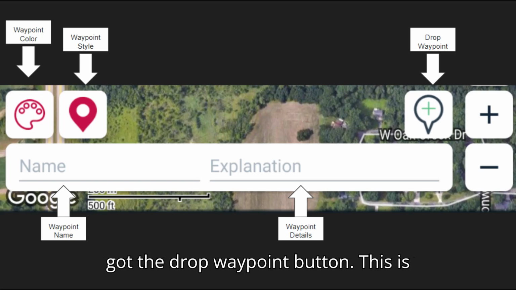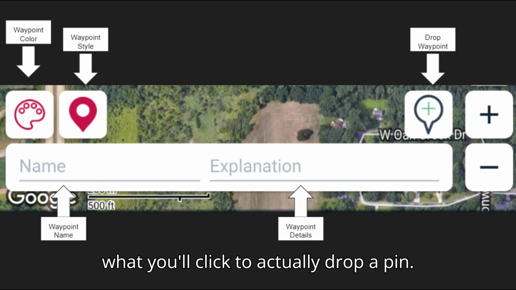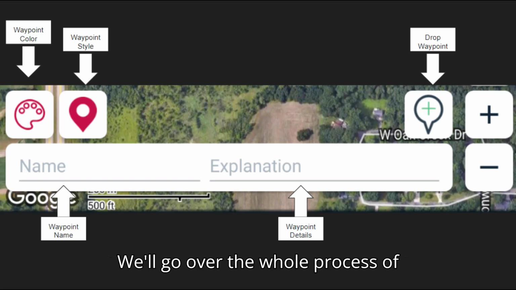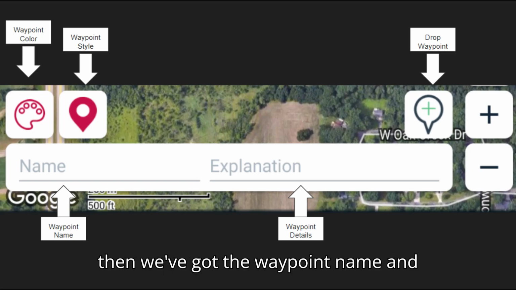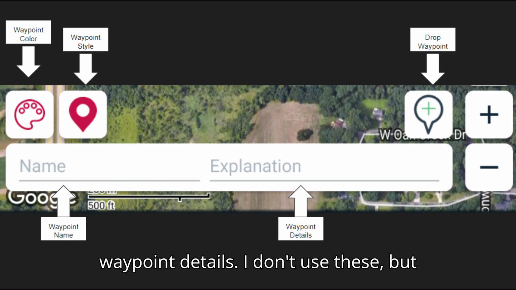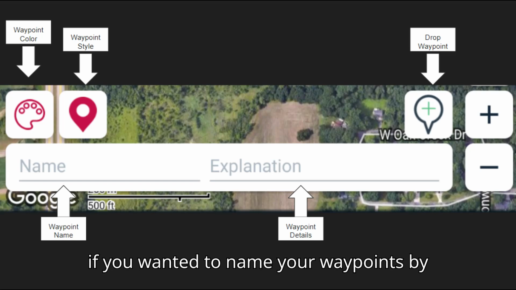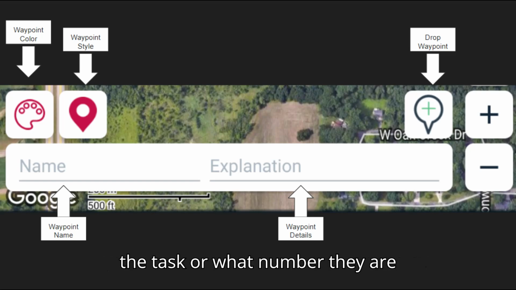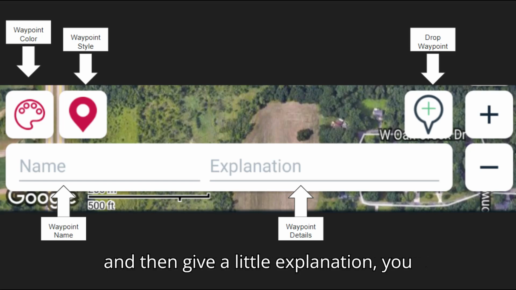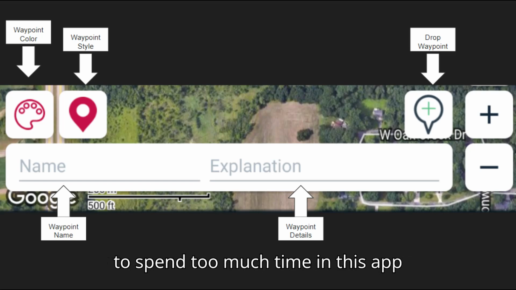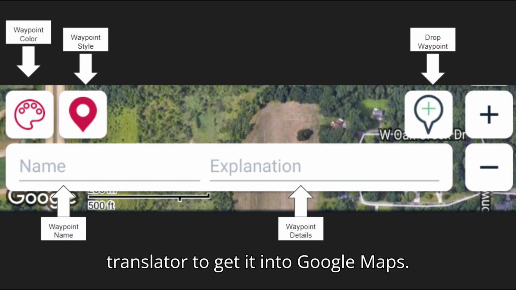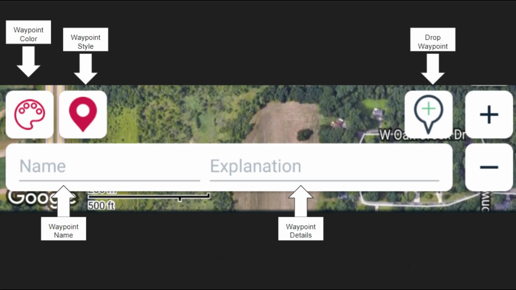Next up, we've got the drop waypoint button. This is what you'll click to actually drop a pin. We'll go over the whole process of placing pins and all that later on. And then we've got the waypoint name and waypoint details. I don't use these, but if you wanted to name your waypoints by the task or what number they are, and then give a little explanation, you could, theoretically. Again, I don't like to spend too much time in this app because this is really just a translator to get it into Google Maps.